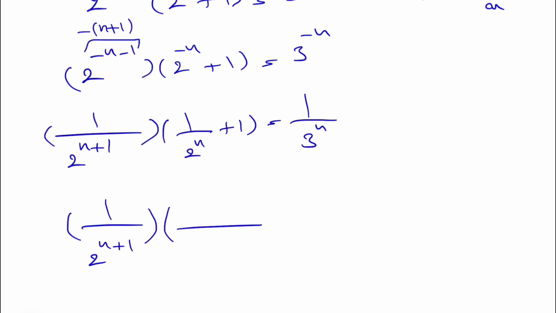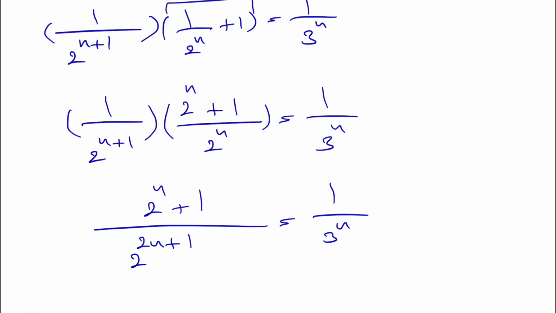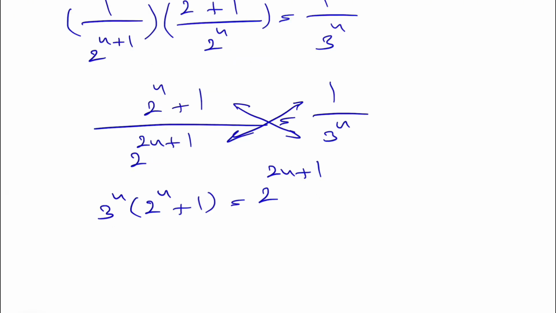And if we want to have the same denominator for this expression, we'll have 2 to the n, so 2 to the n plus 1 times 2 to the n minus 1 equals 3 to the n. And if you multiply these two, we'll have 2 to the n plus 1 in the numerator, and in the denominator we'll have 2 to the 2n plus 1. This will be equal to 1 over 3 to the n. So what we have in here, again, we'll do the same thing. We'll multiply these two, which will be equal to the multiplication of the other two. So we have 3 to the n times 2 to the n plus 1 equal to 2 to the 2n plus 1.